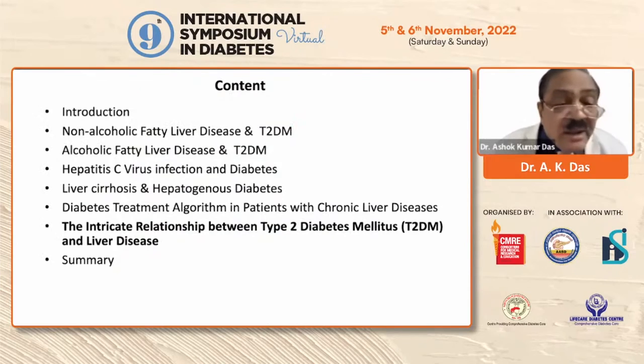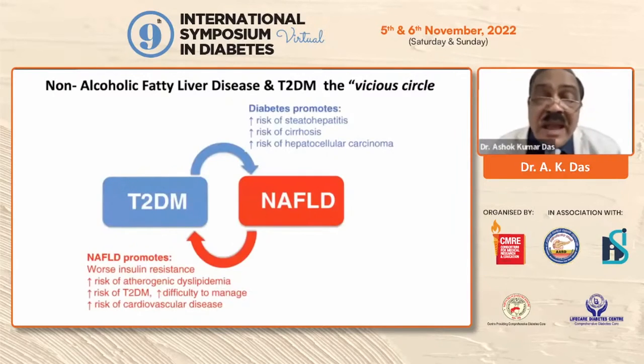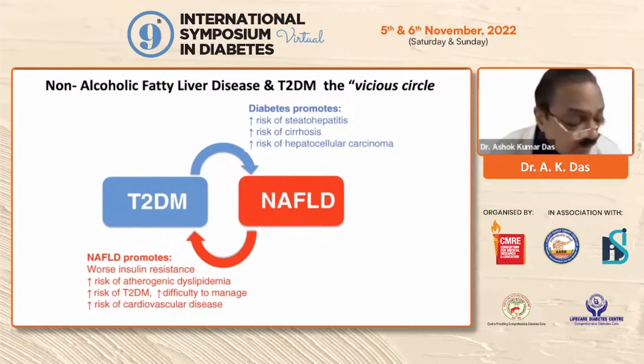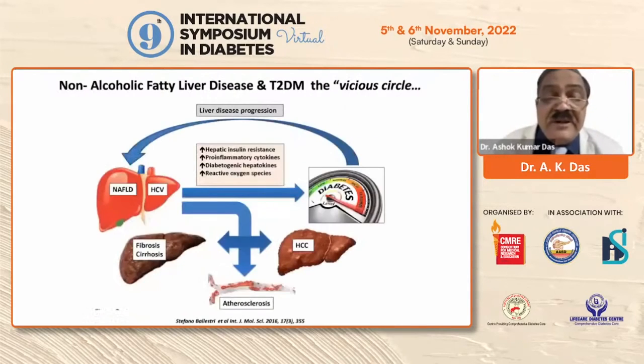Now, if you look at the intricate relationship between type 2 diabetes and liver disease, I have a very important cartoon. Diabetes promotes the risk of steatohepatitis, cirrhosis, and hepatocellular cancer. And NAFL worsens insulin resistance, raises the risk of atherogenic dyslipidemia and type 2 diabetes mellitus, makes diabetes more difficult to manage, and raises the risk of cardiovascular disease. So that is the relationship between type 2 diabetes and NAFL.